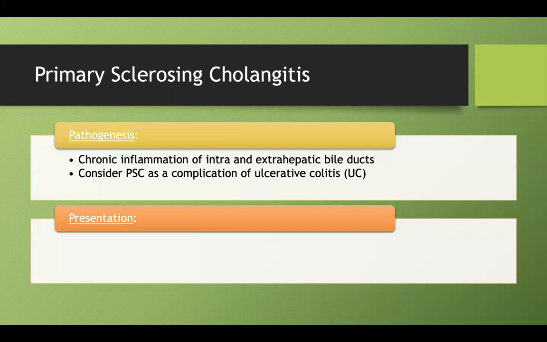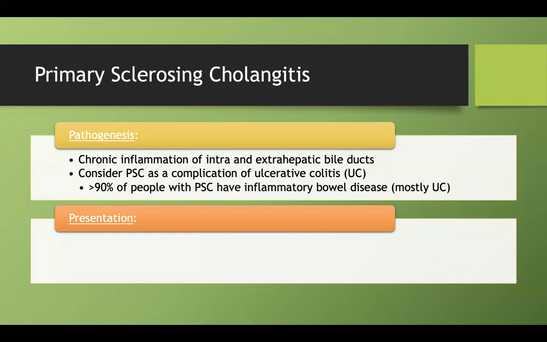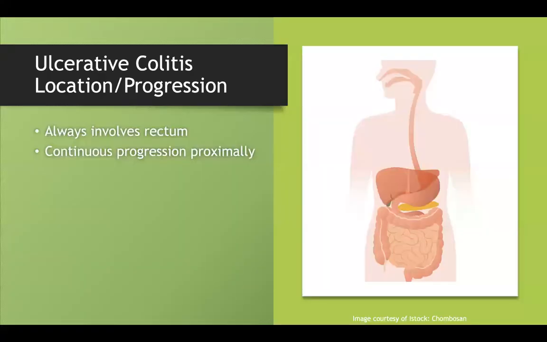And again, I want you to think about PSC as a complication of ulcerative colitis, because greater than 90% of people with PSC have some underlying inflammatory bowel disease. Most of the time it's UC, it can be Crohn's. On tests, it's always going to be UC. So just remember it as a UC complication, and I think you'll do quite well.